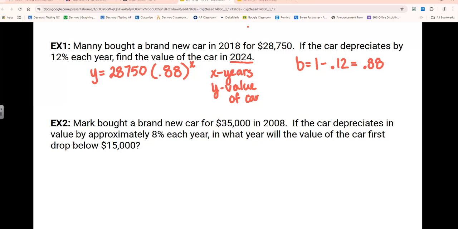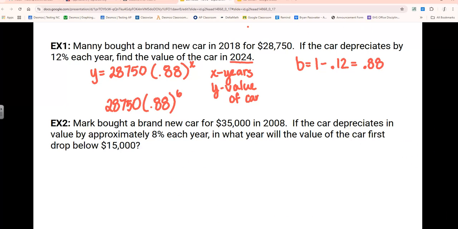Okay, so he bought the car in 2018. It is now 2024. So, Sophie, how many years have passed? From 2018 to 2024. Six years. Good. So 6 years have gone by here. And so the x is your amount of time. That's where you're going to plug that in. So we're going to be doing 28,750 times 0.88 to the 6th power.